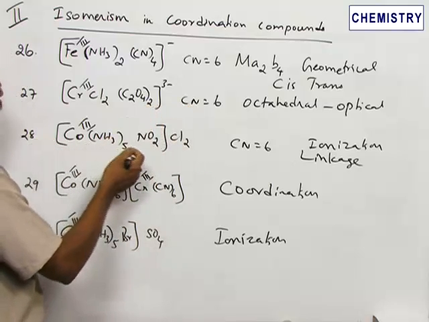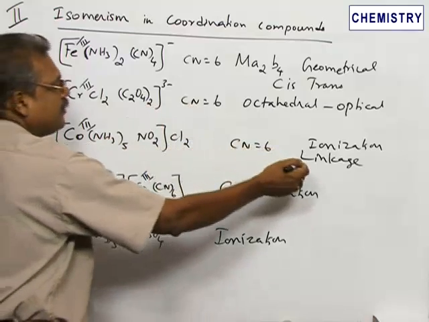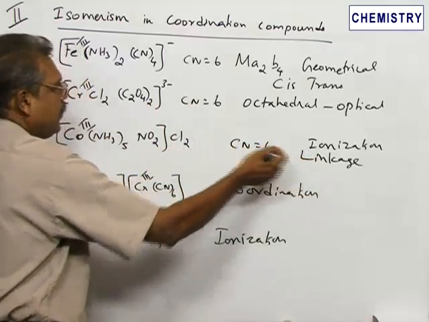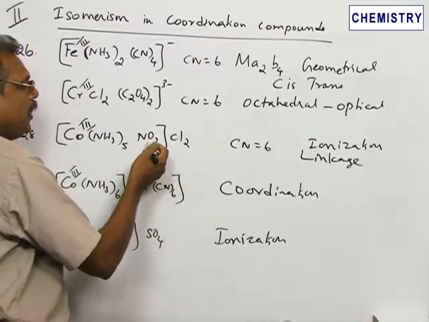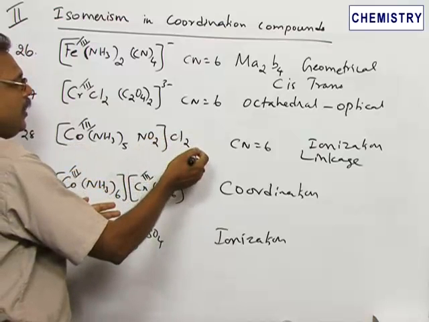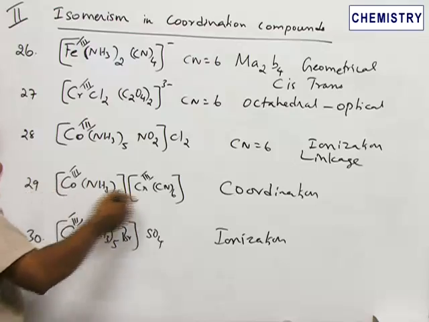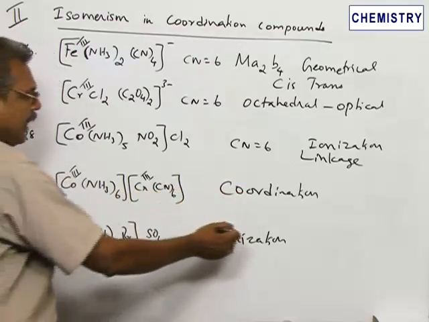And 28, here also octahedral complex, coordination number 6, and ionization as well as linkage, two isomerisms possible because of NO2 and ONO; at that time it's called linkage isomerism. When NO2 goes outside, Cl comes inside, at that time ionization isomerism is possible. 29 is coordination and 30 is ionization isomerism.